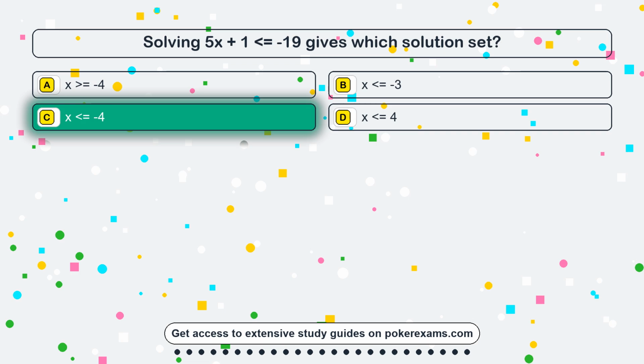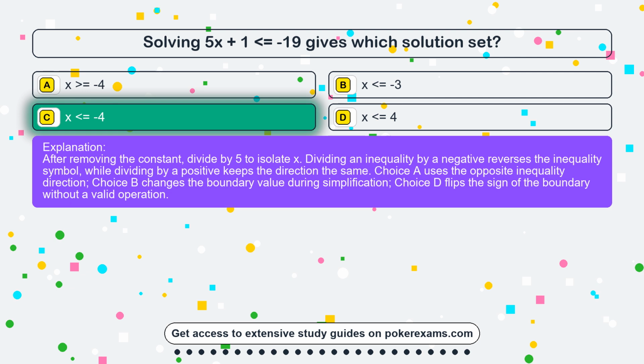The correct answer is option C, x equals minus 4. After removing the constant, divide by 5 to isolate x. Dividing an inequality by a negative reverses the inequality symbol, while dividing by a positive keeps the direction the same. Choice A uses the opposite inequality direction. Choice B changes the boundary value during simplification. Choice D flips the sign of the boundary without a valid operation.